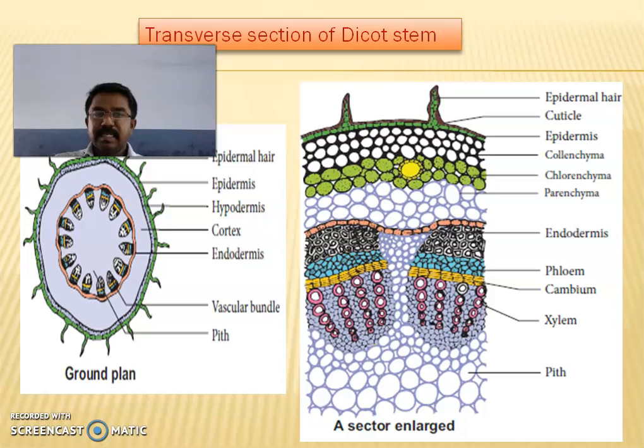Next, the transverse section is a very important 5-mark question. Diagrams only: epidermal hairs, cuticle, epidermis, collenchyma, chlorenchyma, parenchyma, endodermis, phloem, cambium, xylem and pith. It is a very important diagrammatic 5-mark question. Dicot stem, dicot root, monocot stem, monocot root, dicot leaf, monocot leaf. These 6 diagrammatic questions are very important. Thank you. We will discuss the next in the next class.